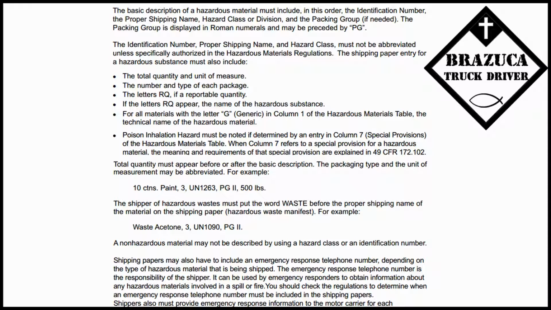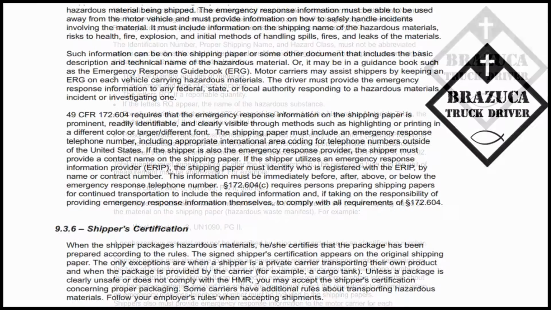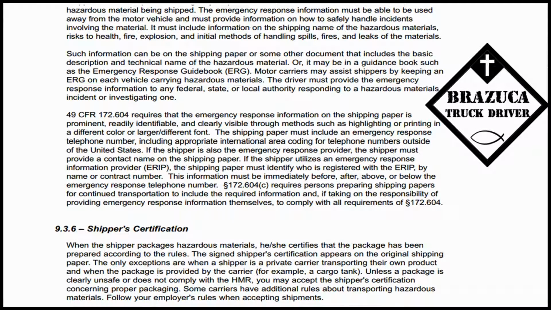Shippers also must provide emergency response information to the motor carrier for each hazardous material being shipped. The emergency response information must be able to be used away from the motor vehicle and must provide information on how to safely handle incidents involving the material. It must include information on the shipping name of the hazardous material, risk to health, fire, explosion, and initial methods of handling spills, fires, and leaks of the materials.